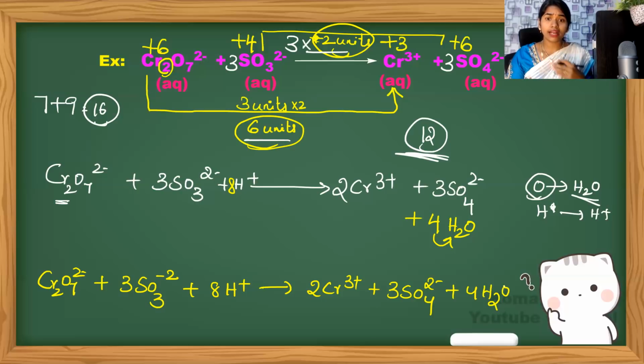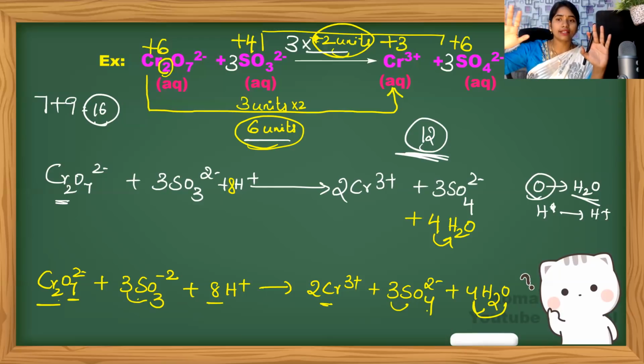If you have any doubt whether this particular reaction is balanced or not, you can check the number of atoms here. 2 chromium, 2 chromium, chromium is balanced. 3 sulfur, 3 sulfur, sulfur is balanced. And 8 hydrogen, 4 twos are 8, hydrogens balanced. And here 7 oxygen and 3 threes are 9, so 9 plus 7, 16 oxygen here. 3 fours are 12 and 4 ones are 4, so total 16. Left side 16 oxygen, right hand side 16 oxygen. Both the oxygens are balanced.